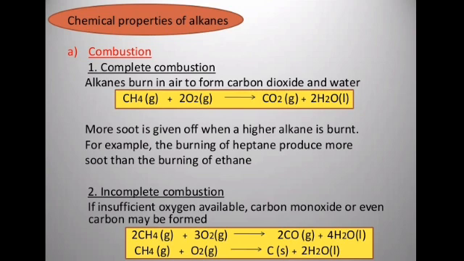The second one is incomplete combustion. If an insufficient amount of oxygen is available, carbon monoxide or even carbon may be formed. For example, methane plus 3 times oxygen gives carbon monoxide plus water. Similarly, methane plus oxygen in limited quantity gives carbon plus water. So this is the incomplete combustion that results in the formation of carbon monoxide.